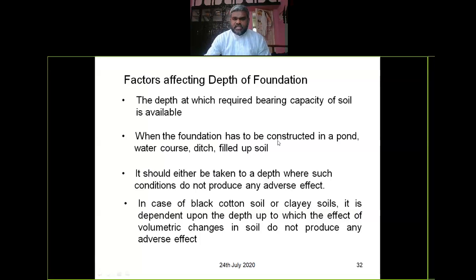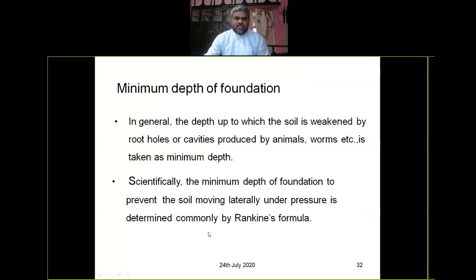When the foundation has to be constructed on a pond, water course, or ditch filled with soil, it should be taken to a depth where such conditions do not produce any adverse effect. In case of black cotton soil or clay soils, it depends upon the depth up to which the effect of volumetric changes in soil does not produce any adverse effect.